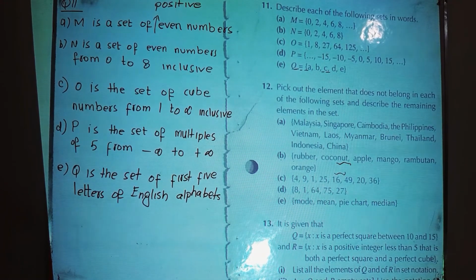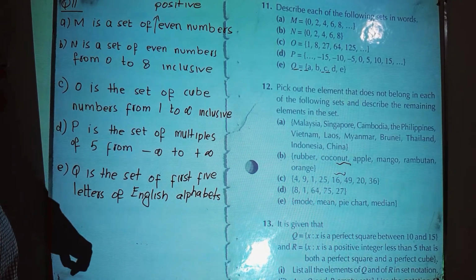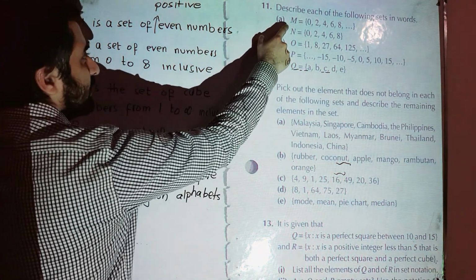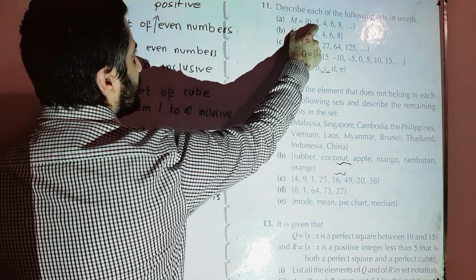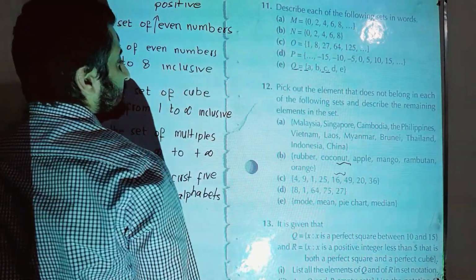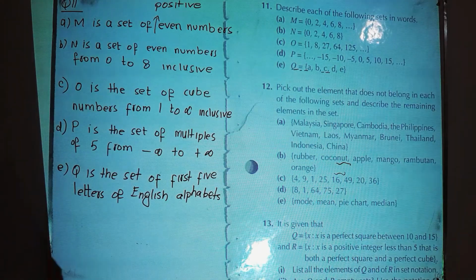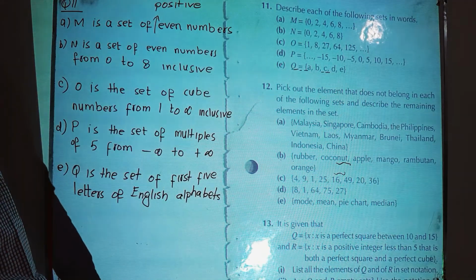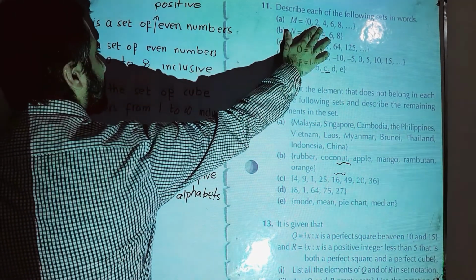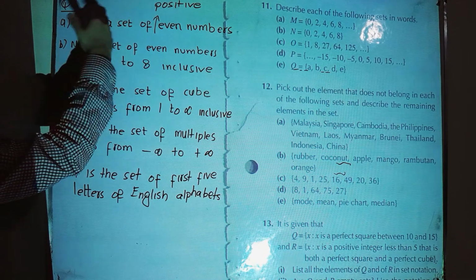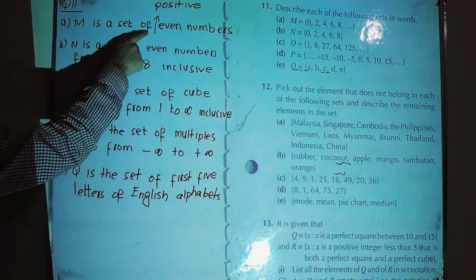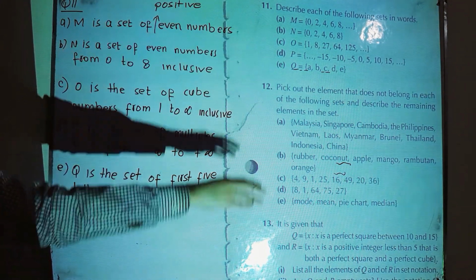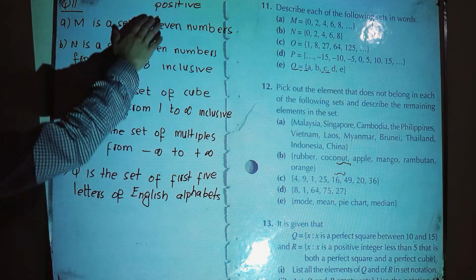Question number 11. Describe each of the following sets in words. We have a set M, in set notation 0, 2, 4, 6, 8, and then dot, dot, dot. Now the numbers continue on the positive side. You can see that these are even numbers. So M, describing it in words, is a set of positive even numbers, as many as we have, but they are positive.